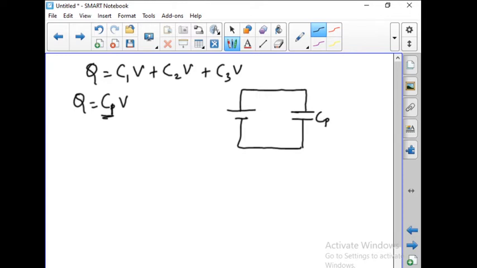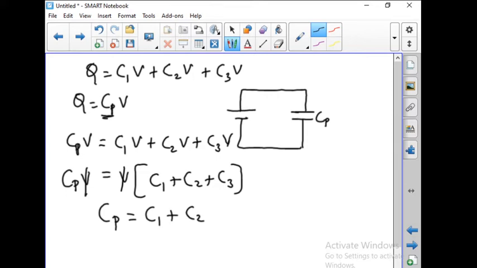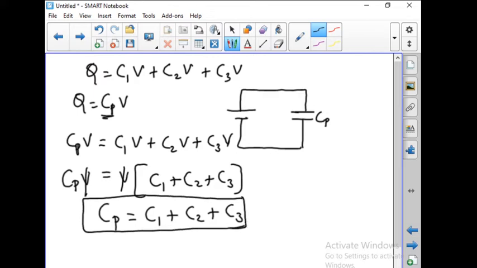Then Q is equal to CpV is equal to C1V plus C2V plus C3V. Take V outside: C1 plus C2 plus C3, times V. V and V get cancelled and we get Cp is equal to C1 plus C2 plus C3. So this is the equation to calculate the equivalent capacitance of capacitors when they are connected in parallel.